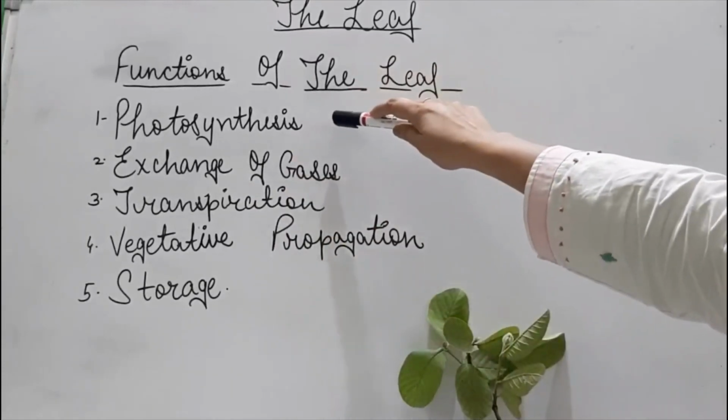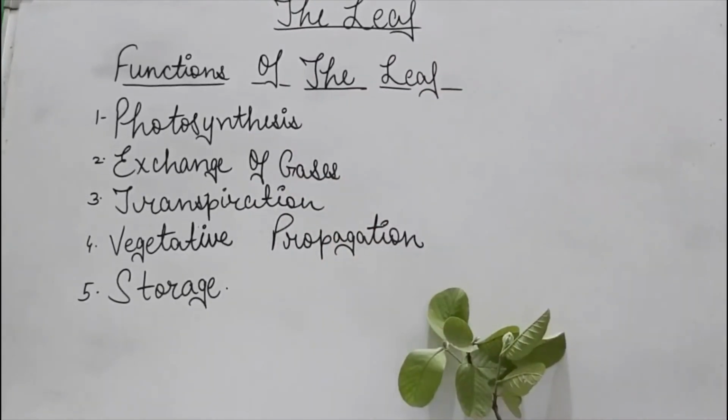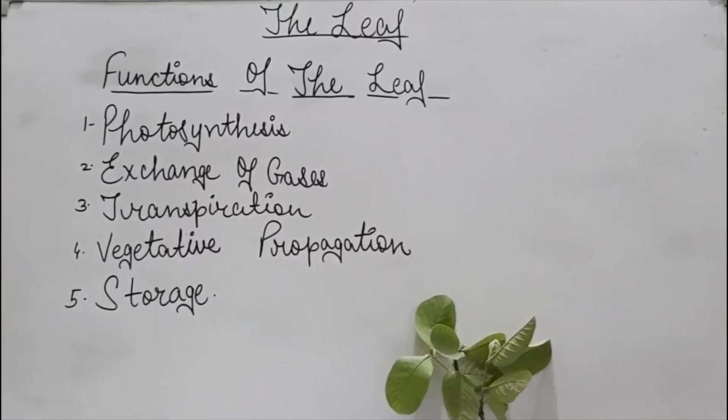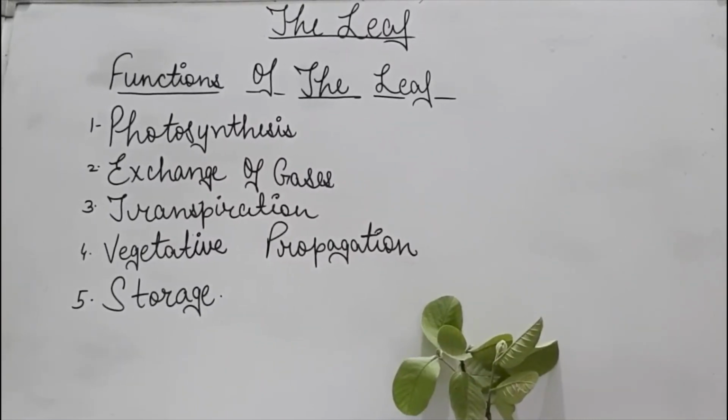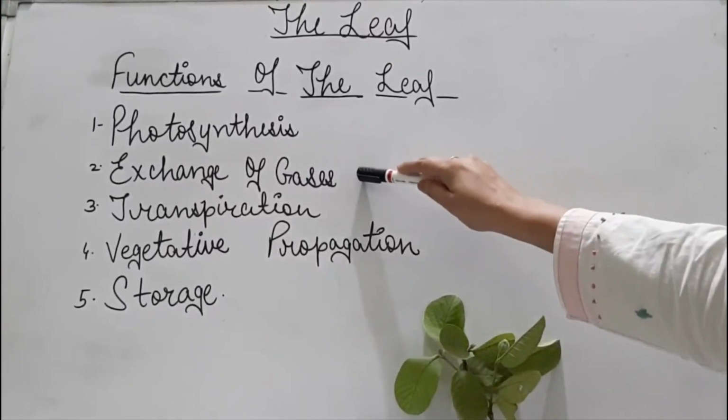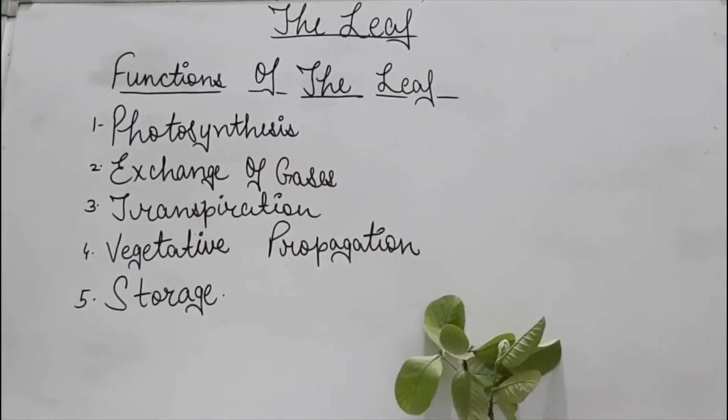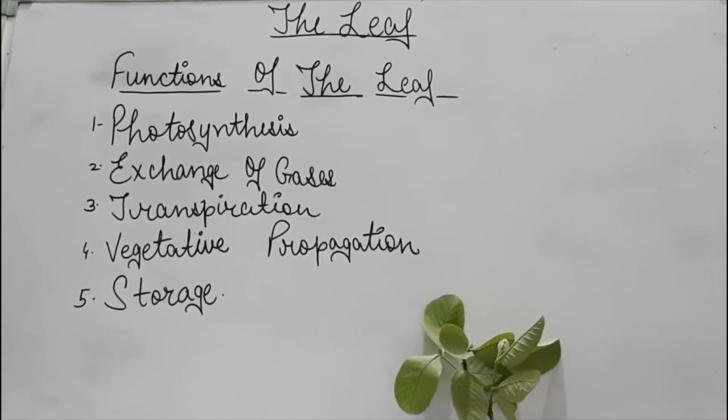Now first is photosynthesis. Photosynthesis means the process by which green plants prepare their food with the help of carbon dioxide and water in the presence of sunlight and chlorophyll. And another function of the leaf is the exchange of gases. Exchange of gases means the leaves carry tiny pores on their surface called stomata, which help in exchange of gases for photosynthesis and respiration. Major gases are carbon dioxide and oxygen.